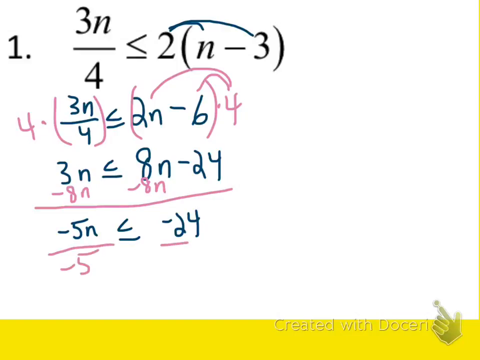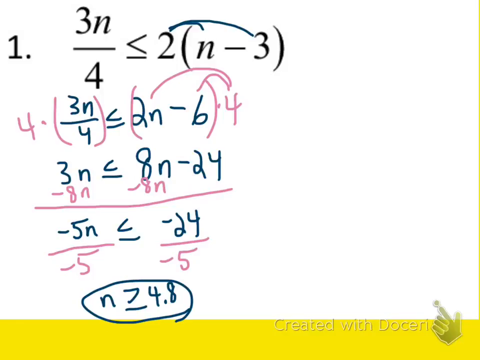Divide both sides by negative 5. Now, something happens when you divide or multiply by a negative number in an inequality. Do you remember what that is? Well, in Algebra 1, we learned that whenever you multiply or divide by a negative number, and it's an inequality, the inequality sign switches. So basically, what we have here is our less than or equal to, since we're dividing by a negative 5, changes to a greater than or equal to. So n is greater than or equal to 4.8.